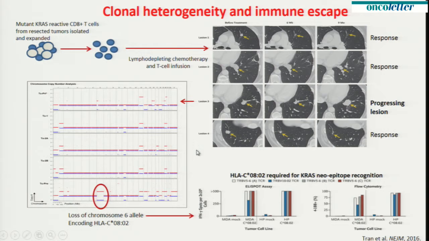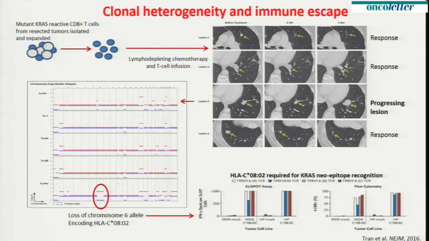This is an extremely great example of how immune therapy also will be sculpted by tumor evolution. Here is an example of a patient with a KRAS mutation who got immunotherapy. This is a patient who responded very nicely to immunotherapy that targeted the KRAS mutation. And it turns out that one of those lesions was progressing, and biopsy of this lesion showed there's a loss of a chromosome 6 allele. Why is that important? That's where the HLA molecule C08:02 is, it's HLA-C, and that is important for the KRAS neoepitope presentation.